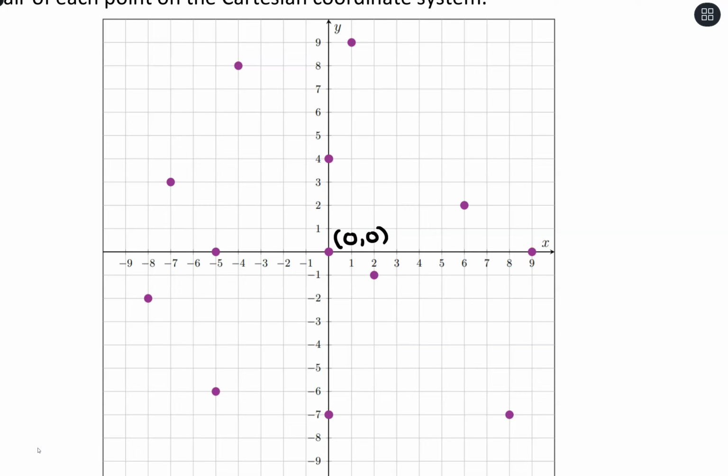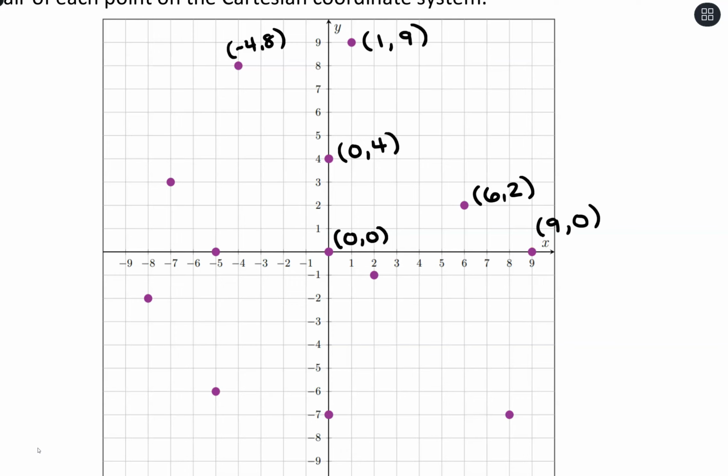We also have this point on the x-axis at x equals 9. And then because we don't go up and down at all, that'll be a 0. This point here would be (6, 2), because we go to the right 6 spots and then up 2. This point would be (0, 4), because we just go from x equals 0 and just go up 4. And then we have (1, 9), where we go to the right 1 and up 9 to get to that point. We'd have (-4, 8) here.